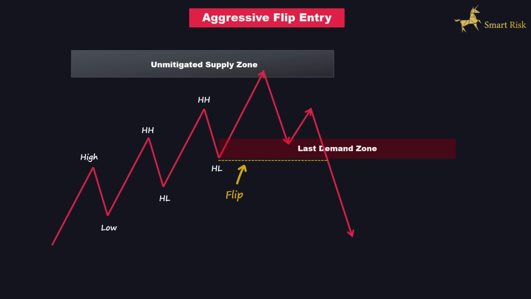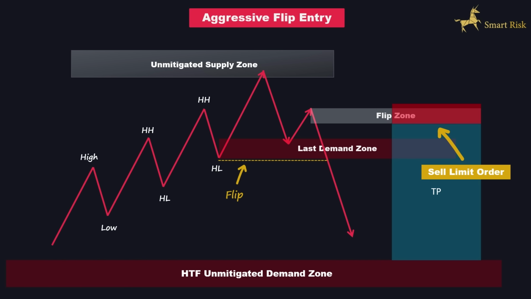To enter a trade using the aggressive entry approach, we follow these steps. Once we have correctly identified the flip pattern, the next step is to enter the market using the aggressive entry method. In this approach, we highlight the flip zone created by the price action, which marks the area of interest. We then place a sell limit order at the lowest point of the flip zone and wait for the price to trigger our order. To manage our risk, we set our stop loss a few pips above the flip zone to protect against potential adverse price movements.